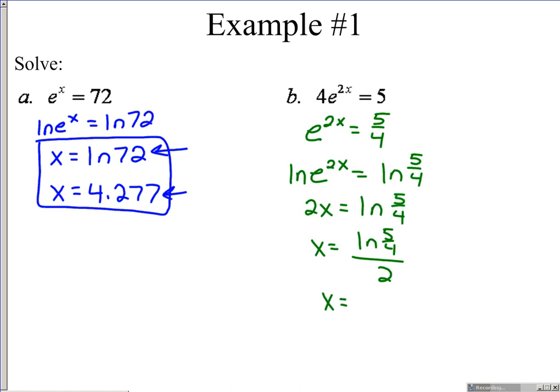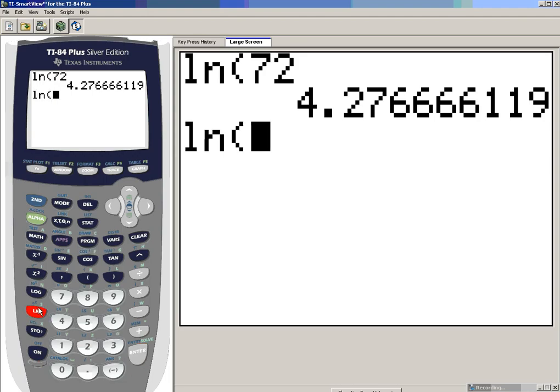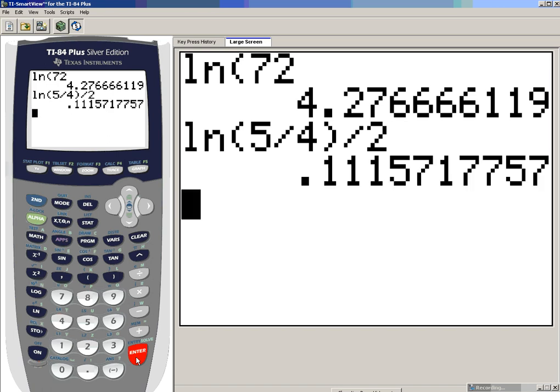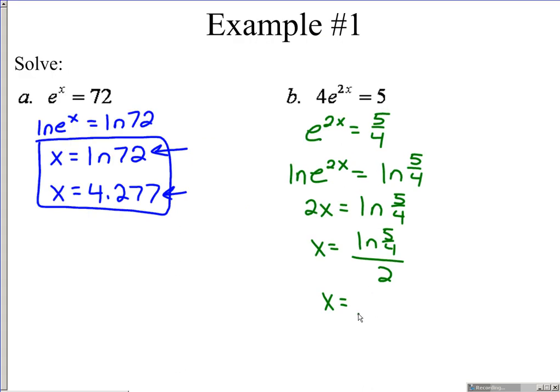We can plug that into our calculator to get the decimal approximation. Natural log of 5/4 divided by 2. Should get 0.112. There's our exact solution in terms of the logarithm as well as our decimal approximation.